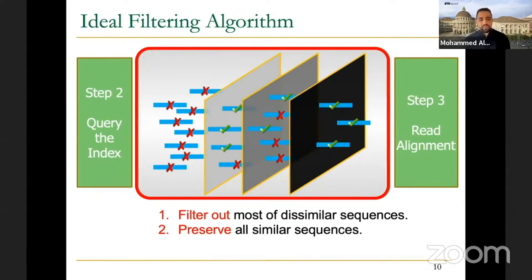And the third property that is very important as well: we need to do this quickly, because the goal of having the filter is to accelerate sequence alignment.